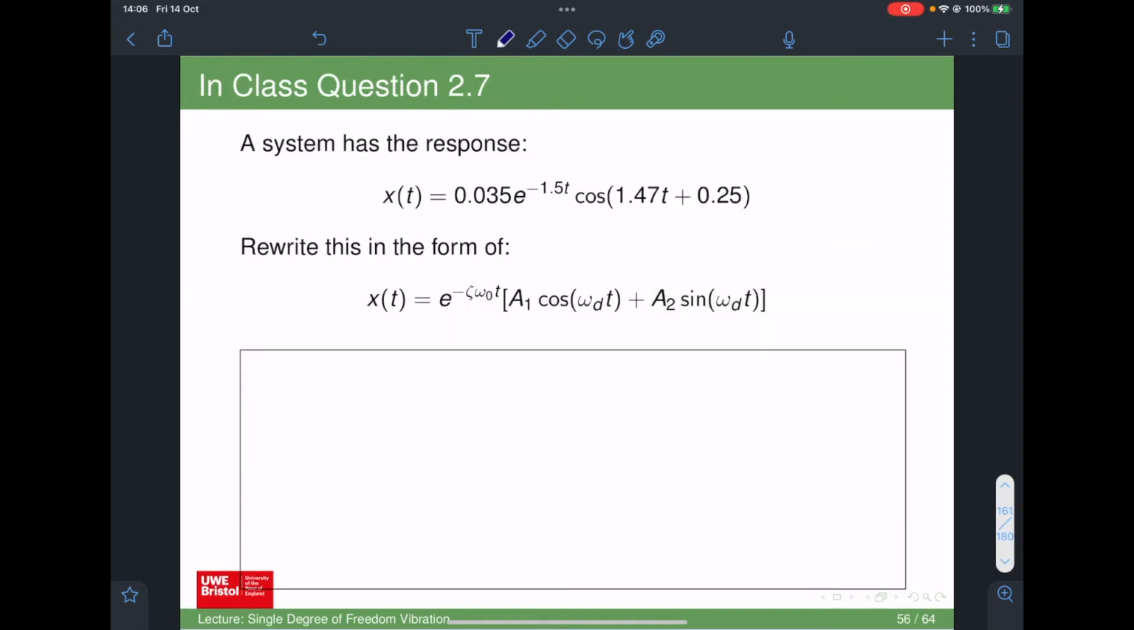Now, why am I showing you this? Well, before I show you why, let's have a go at converting between one and the other. So if I've got this format, I want you to write it in this format. I told you what A1 and A2 were, but I'll write it up on the board.